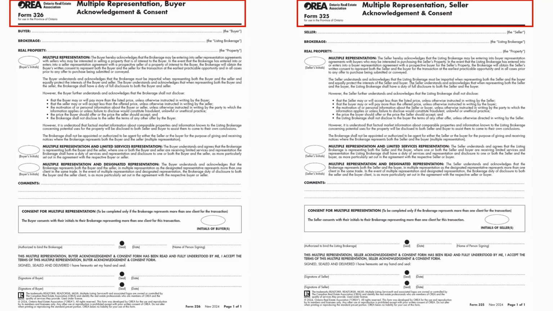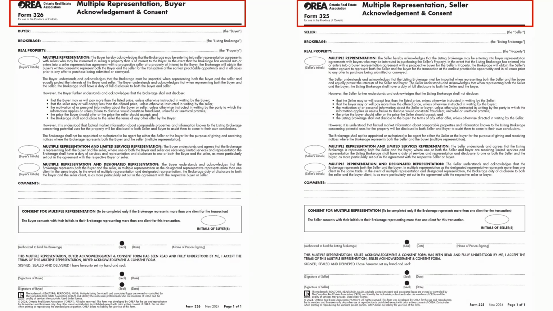And then the last one there, multiple representation and designated representation. Let's be really clear. So I'll read this first. The buyer understands and acknowledges that the brokerage represents both the buyer and the seller in multiple representation, as the designated representative represents more than one client in the same trade. In the event of multiple representation and designated representation, the brokerage duty is to disclose to both the buyer and the seller client as more particularly set out in the agreement with respective buyer and seller.